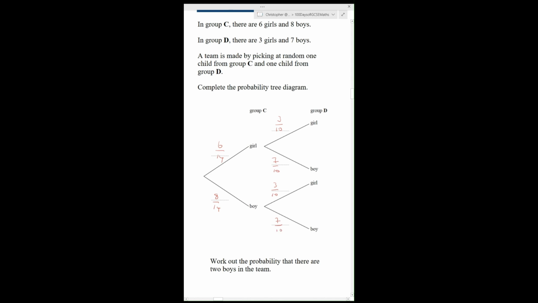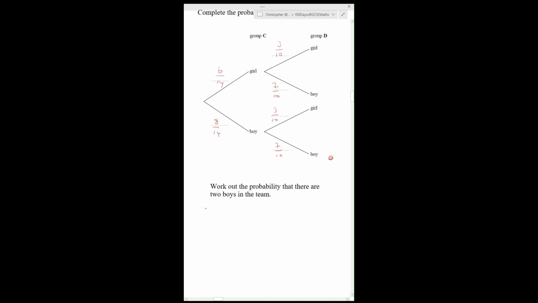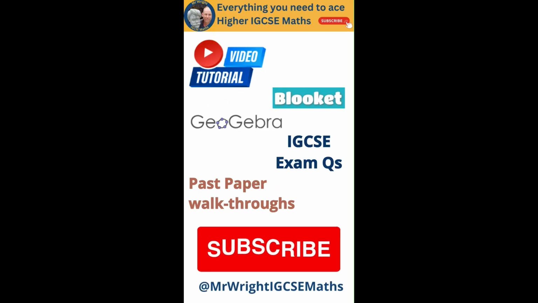Work out the probability there are 2 boys in the team, of getting boy, boy. That will be 8 out of 14 multiplied by 7 out of 10. Put that in my calculator, and I find that the probability is 2/5.